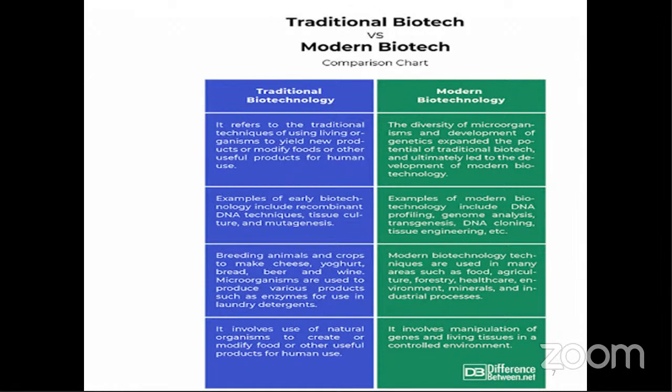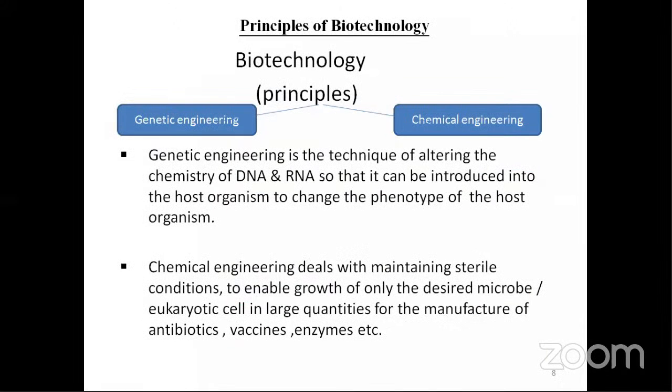You will see certain experiments for the process, how modern biotechnology is utilized. Here, there are two main principles of biotechnology. One is genetic engineering, another is chemical engineering. In genetic engineering, the technique is altering the chemistry of DNA and RNA so that it can be introduced into the host organism to change the phenotype of the host organism.